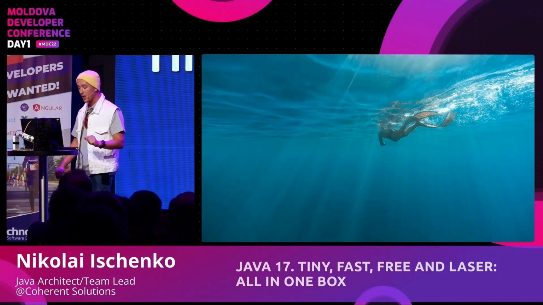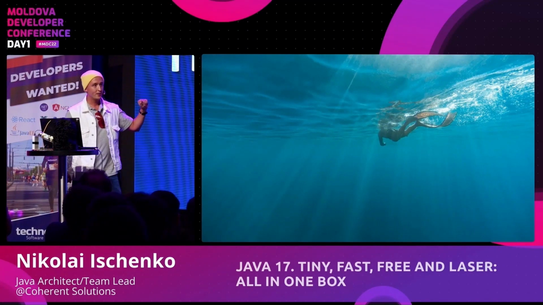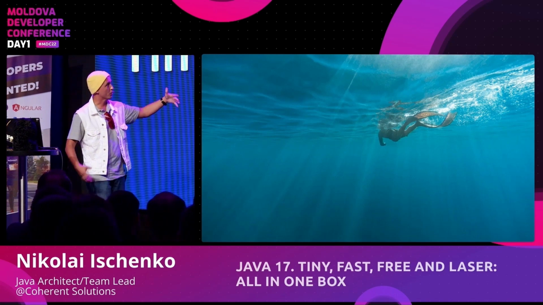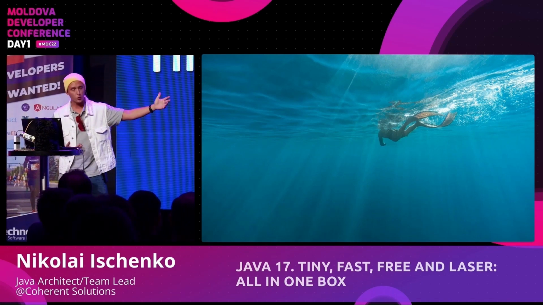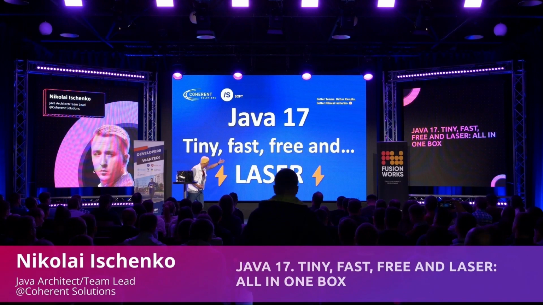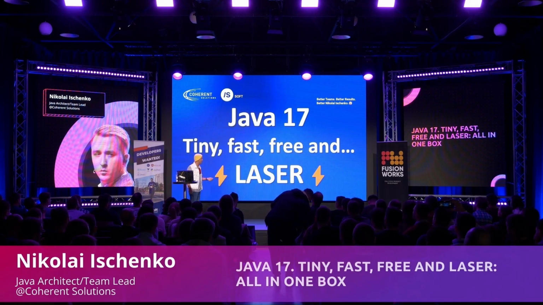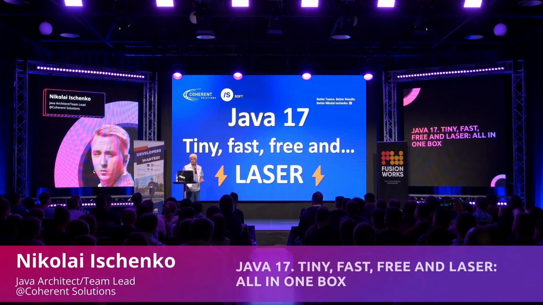It's a kind of magic. I haven't changed this slide, because here you can see what we are talking about. We are talking about Java 17: tiny, fast, free, and laser. Laser you can see on the scene. It's here, but what about the other words and what did I change? I've added one more slide here.